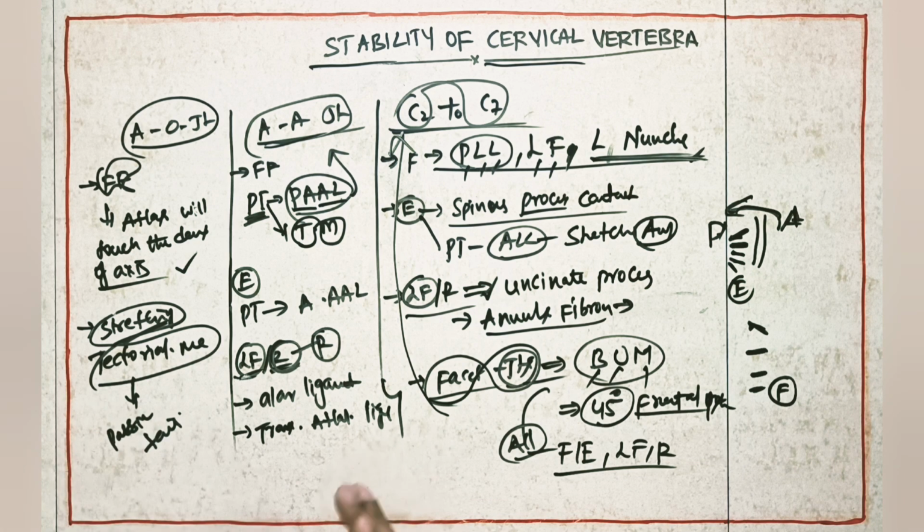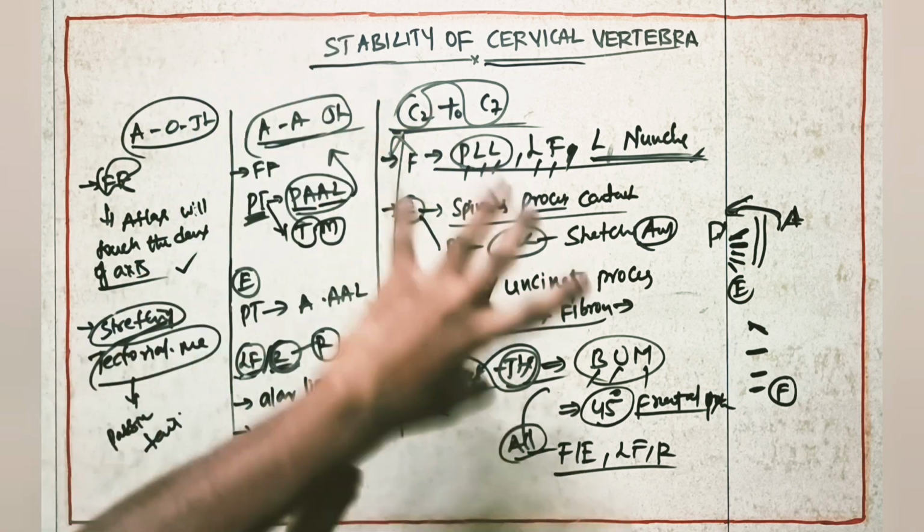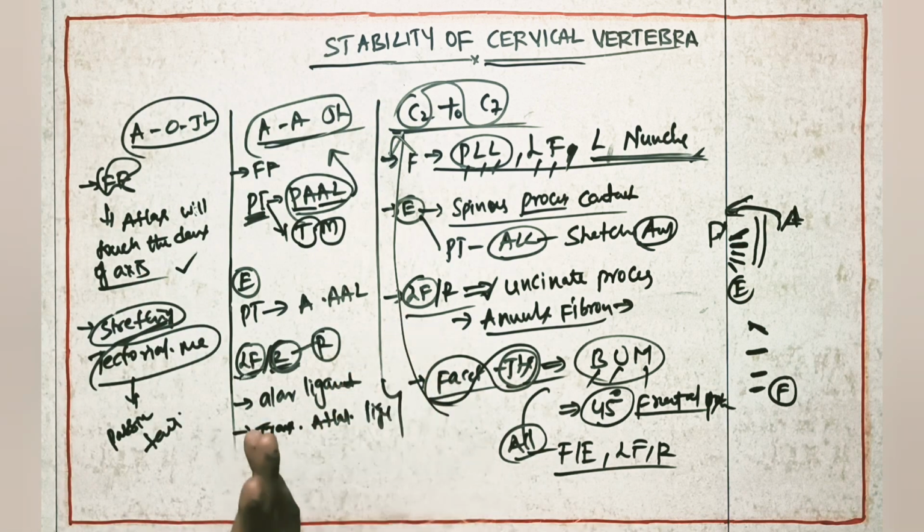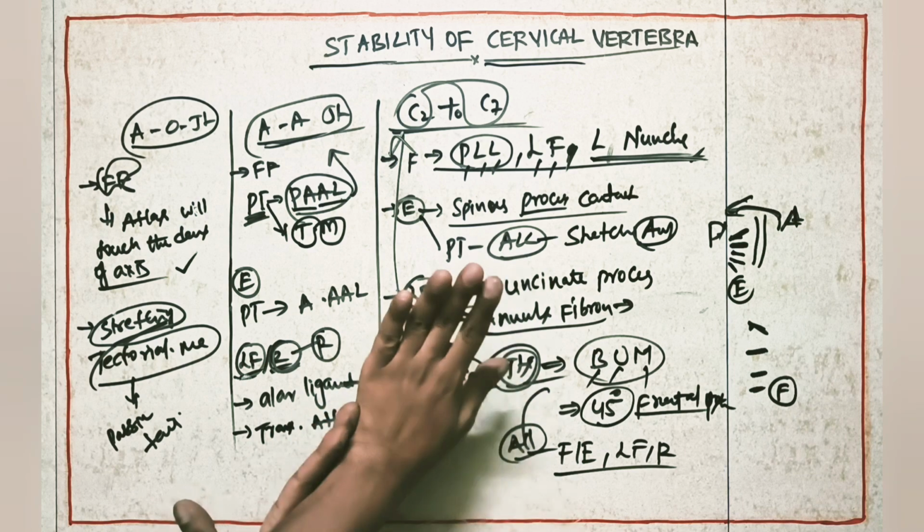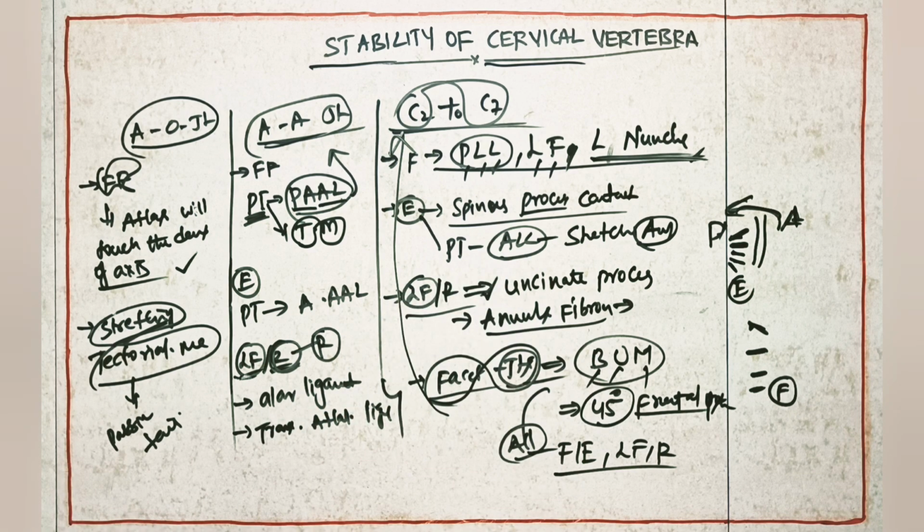So this is completely about the stability of the cervical vertebra. If we want to understand finally what is coming in the stability, it is either ligaments or muscles and bony structures, and some joints. So this is about the stability of the cervical vertebra. Clear?